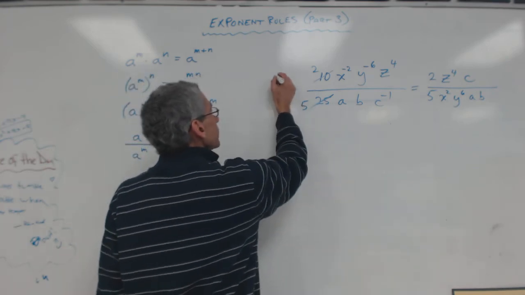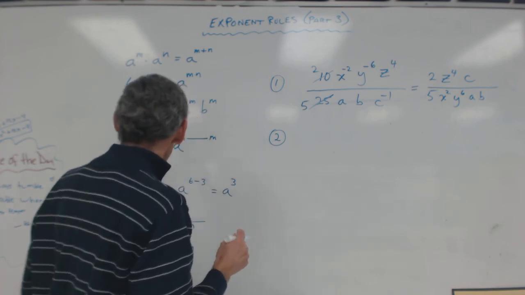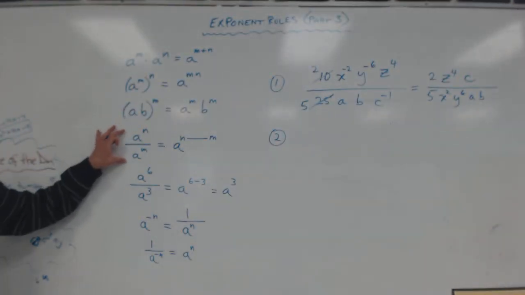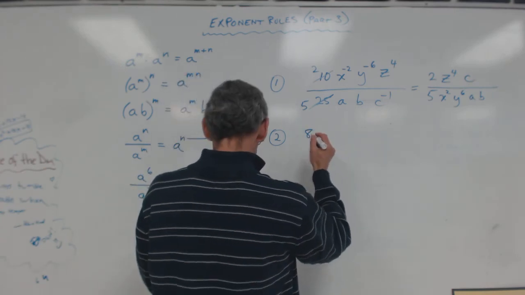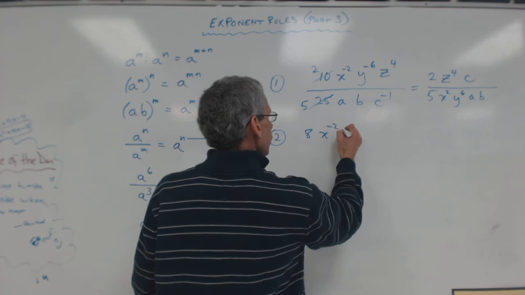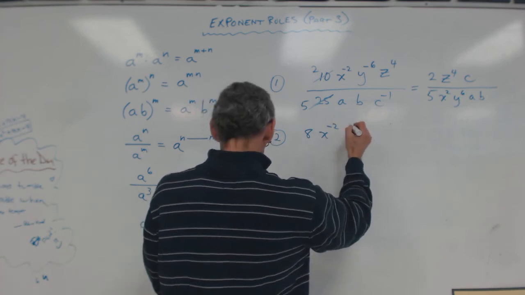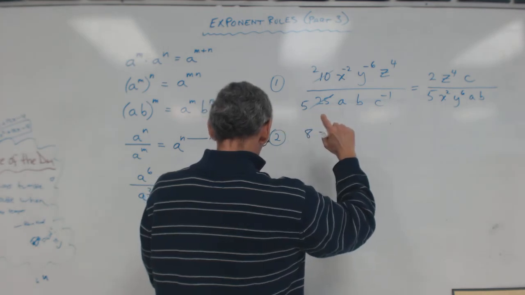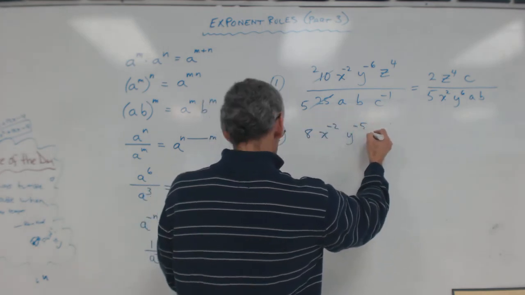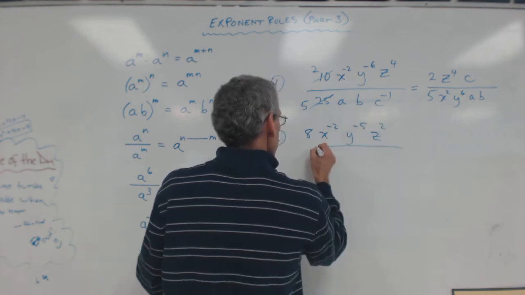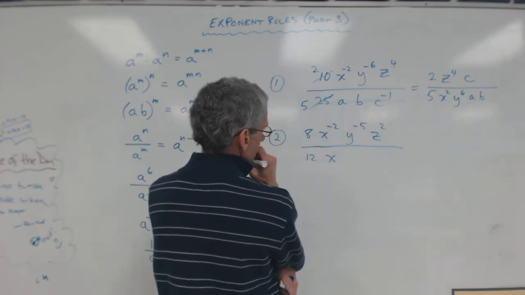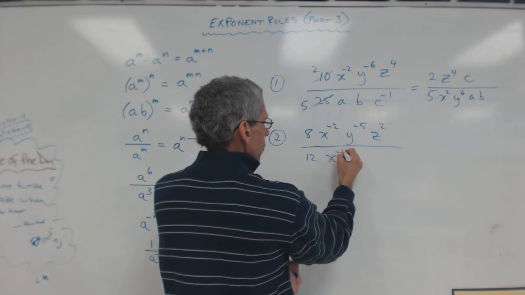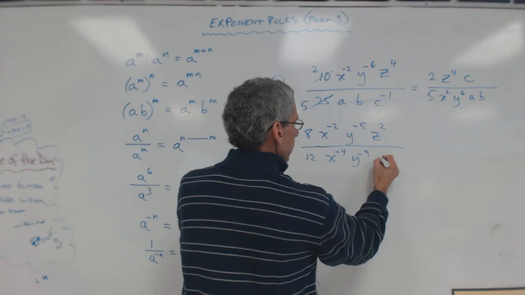Okay, so that's 1. Now, remember I told you that with this one, there's going to eventually be a way that's easier with complicated problems? So we're going to do a couple. So what if I gave you 8, let me think, x to the negative 2, y to the, let me think, negative 5z squared all over say 12x to the negative 4y to the negative 9z to the 1.